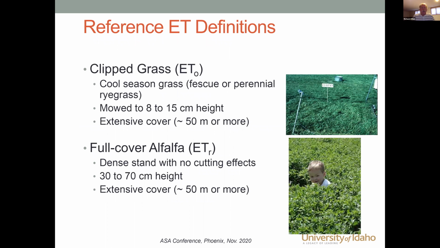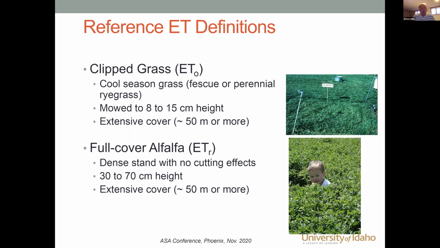The clipped grass is generally defined as either a fescue or perennial ryegrass, fairly robust cool season grass, mowed and maintained between about 8 and 15 centimeters in height. The FAO has further standardized that for the virtual clipped grass reference to be 12 centimeters in height.